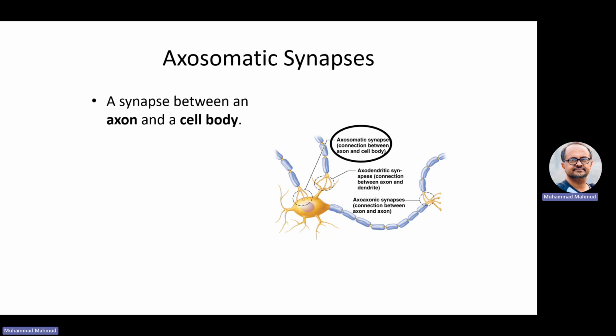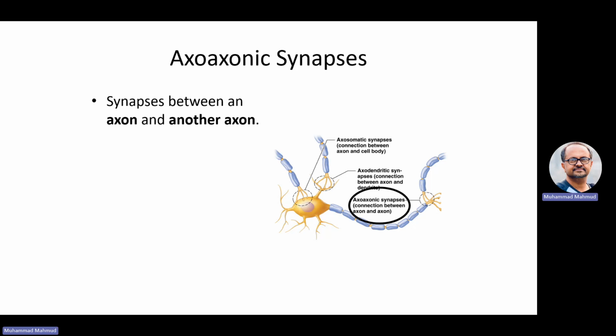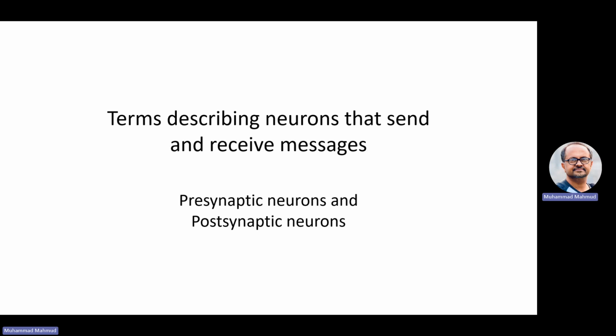In axosomatic, soma is body. So the connection is between the one axon and the body of another neuron. So axosomatic. Third one is axoaxonic. This time the synapse is between one axon and another axon of another neuron. So that will be the third one. So axodendritic, axosomatic, and axoaxonic. Three types of synapses.